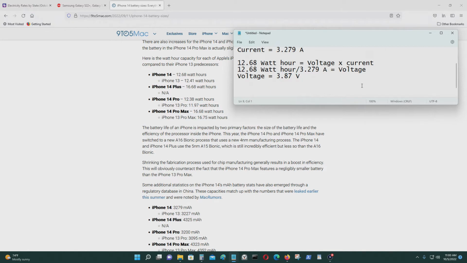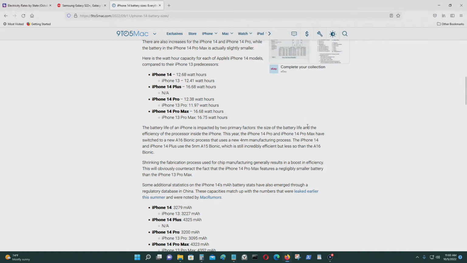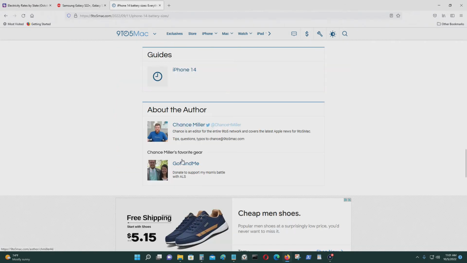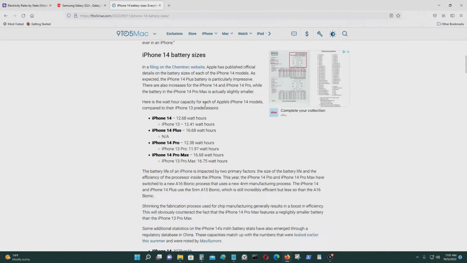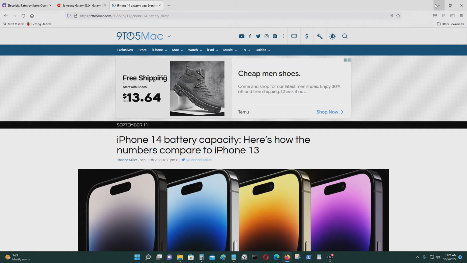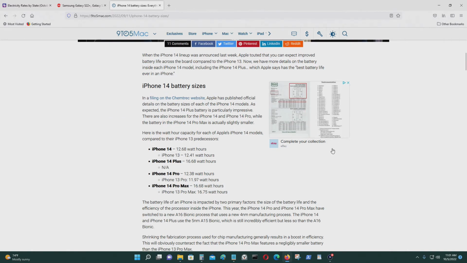So voltage is defined by watts over amps. So that's how I figured that out. Even though they didn't have the voltage information, we could still derive what we want by using, if we have two knowns, we could find out what the unknown is.